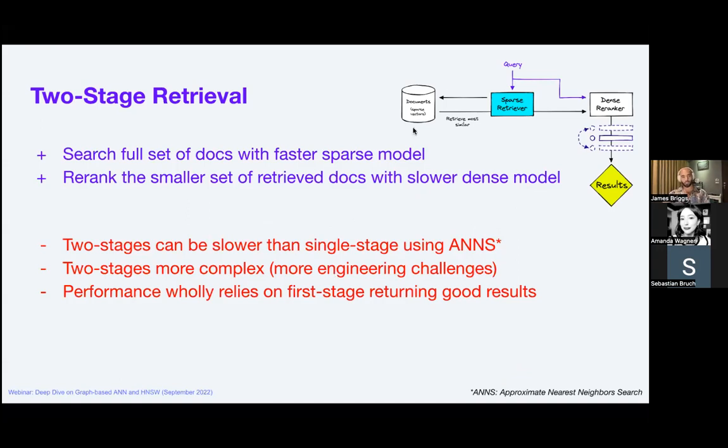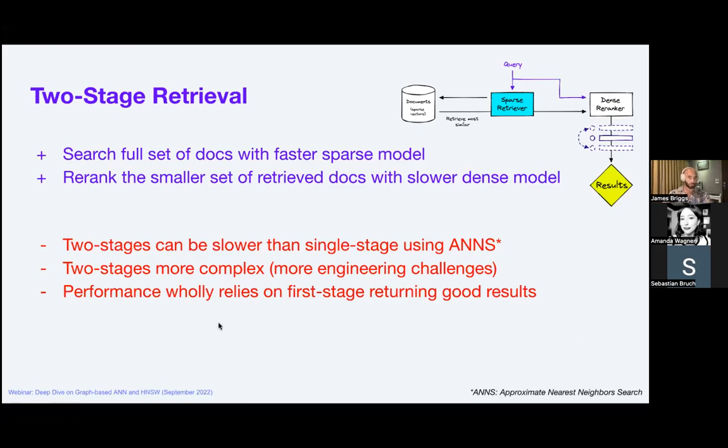So it works well, I think, for the same reasons I just stated, actually. So yeah, we search through the full set of documents with a faster sparse model, and then we re-rank on a smaller set of documents with a slow dense model. But again, it's not perfect. So two stages can actually be slower than a single stage that uses approximate nearest neighbor search. And that is approximate nearest neighbor search using dense vectors.